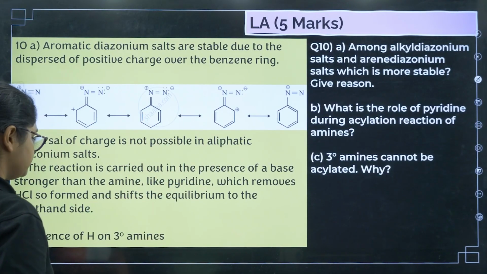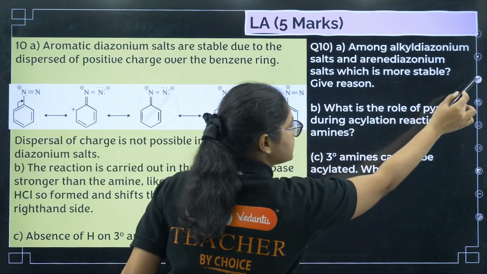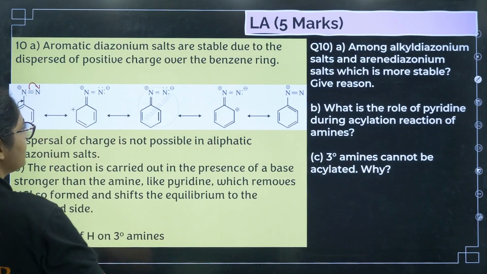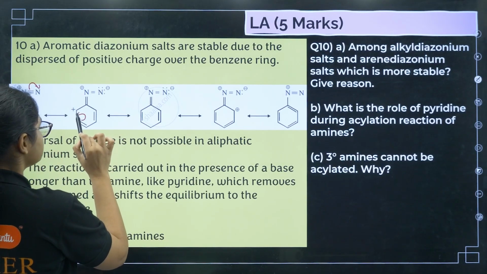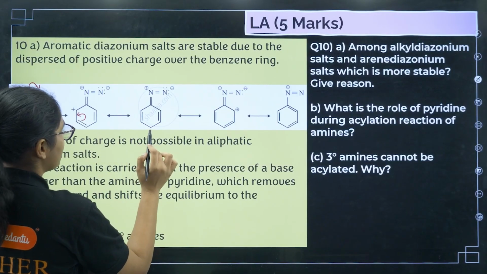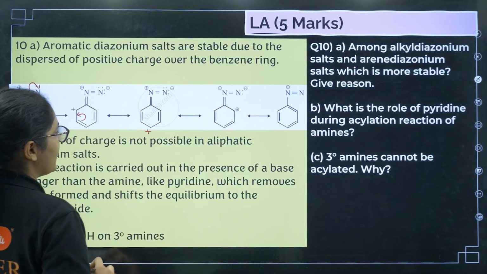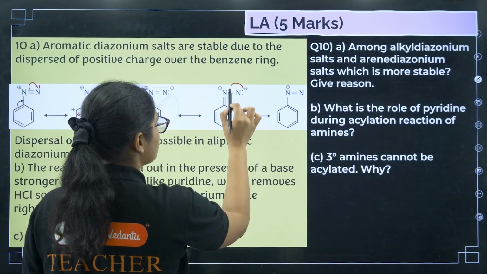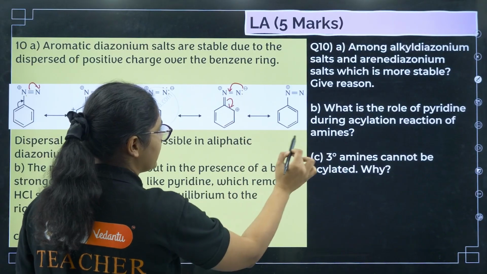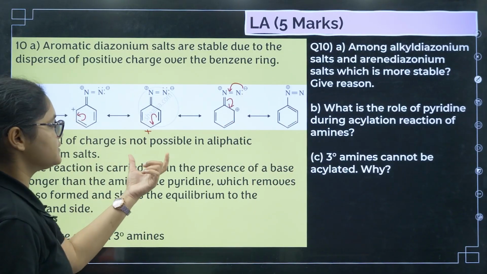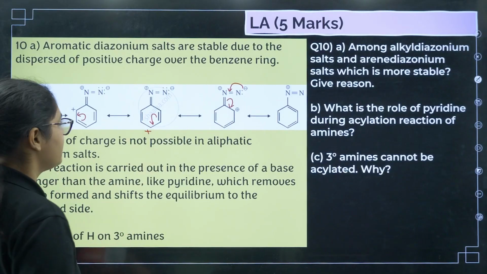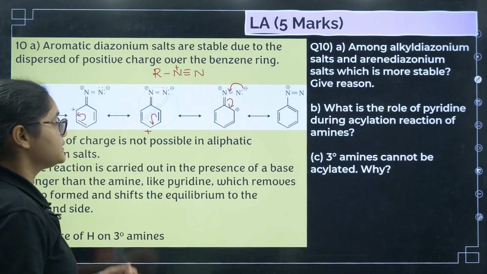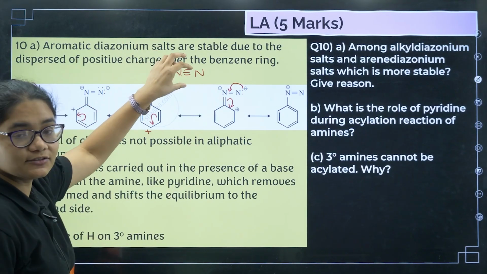Let me explain these resonating structures. First the bond shifts here, you get a double bond here and this bond comes here, so we get a negative charge here. After that, this bond shifts here and we get a positive charge here, and then this bond shifts here and we get a positive charge here, and after that this bond shifts here, this bond comes back and we get a structure like this. Dispersal of charge is not possible in aliphatic diazonium salt. Aliphatic diazonium salt will be like this, R-N2+. Because it is not possible to have any resonance here, it is less stable.